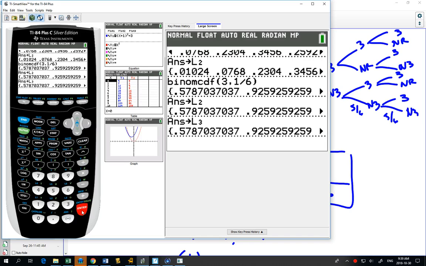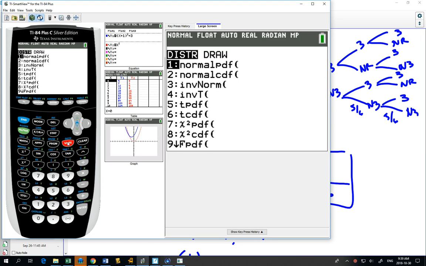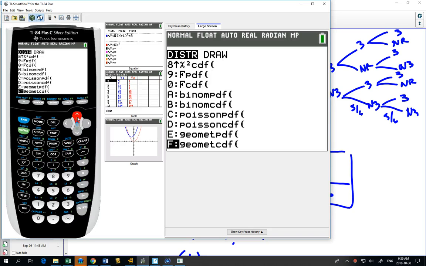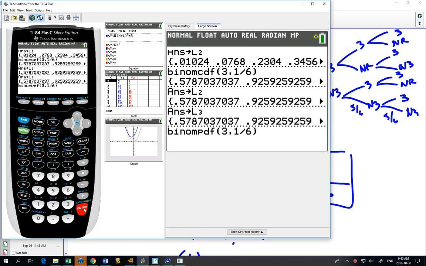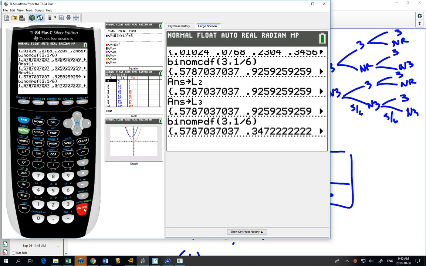And I am going to do my binomial PDF into list 2. Same experiment, 3 trials, probability of success 1/6, and store that one into list 2.